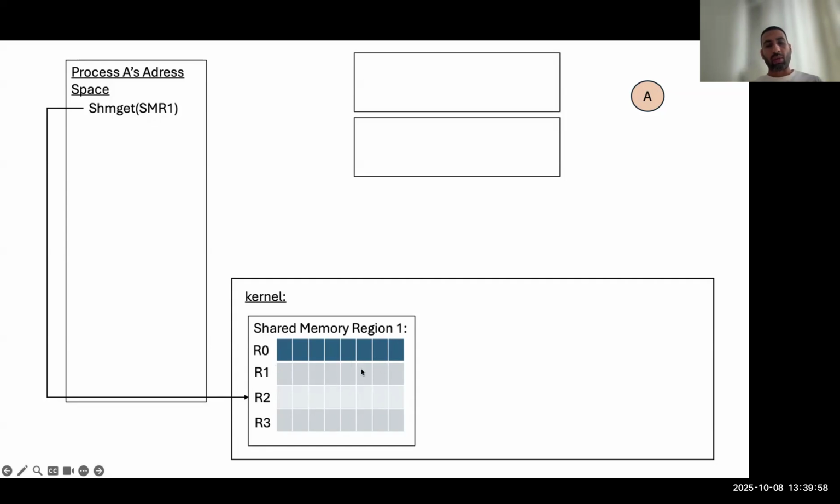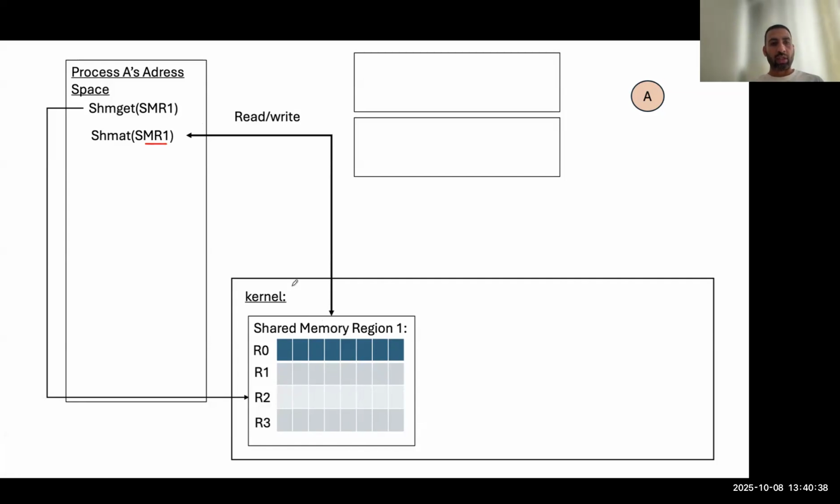This area will be used to hold a matrix. Let's say a matrix of four rows, R0, R1, R2, and R3, right? But at this time, process A cannot yet access this array or matrix. So it first needs to make another system call, shared memory attach, and give the name of the memory area. When it completes successfully, then process A can now read and write this shared memory area, right?